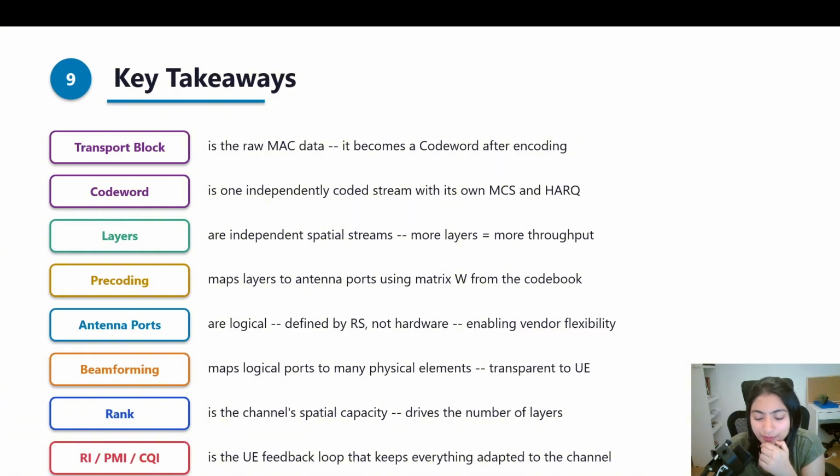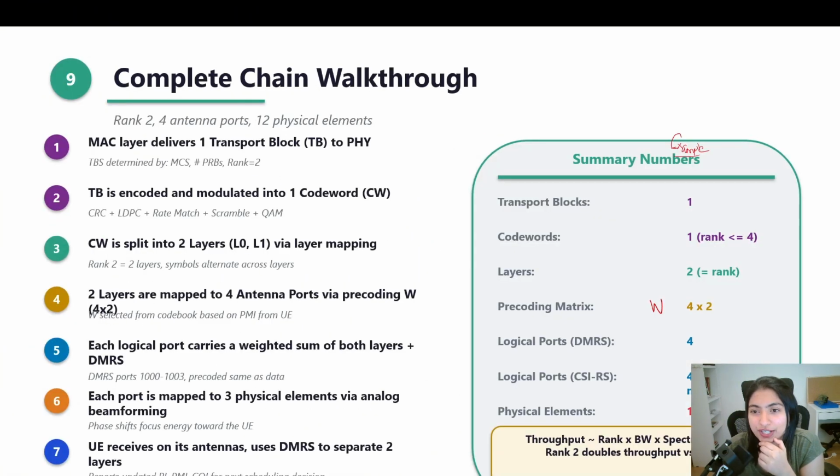Yeah, that was a brief explanation about the RAN processing chain. I hope that by the end of this video you would have a clear and intuitive understanding of how the entire mapping process works, how layers relate to the rank of a channel, and why this mapping itself is required.